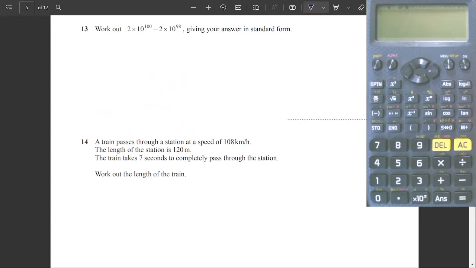Question 13. Standard form question. And the first thing we see there, let's put that into a calculator. The way to put in standard form questions is you press the number, you press this button in the middle, and then you just press the index. And you do the same for the next one, minus 2, index button, and 98, and equals, and bam, we get a syntax error.